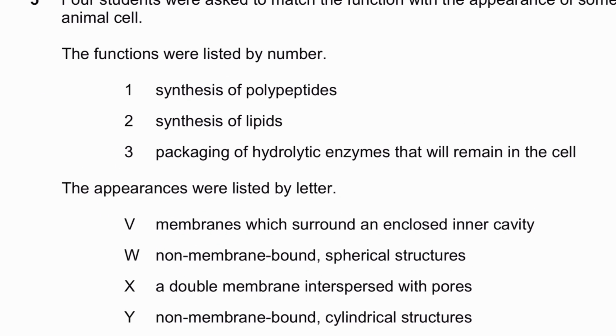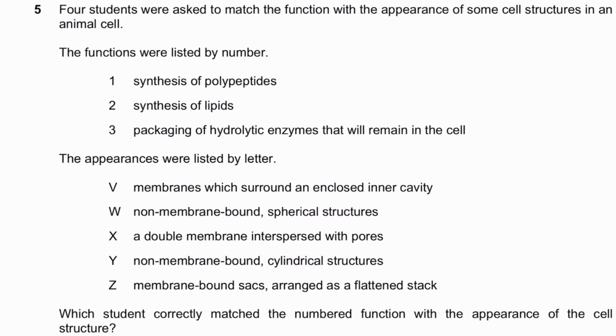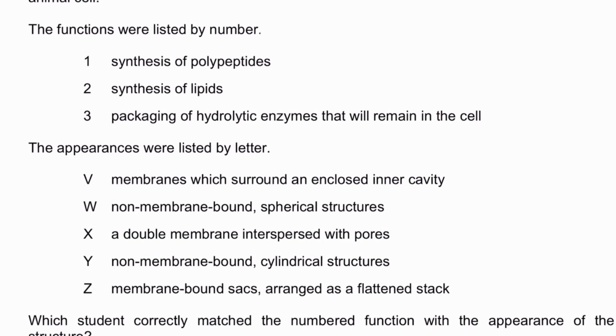5. 4 students were asked to match the function with the appearance of some cell structures in an animal cell, and the functions were listed by number. So: synthesis of polypeptides, synthesis of lipids, packaging hydrolytic enzymes that will remain in the cell. This is a very repeated question. We're going to go ahead and start with number 1.